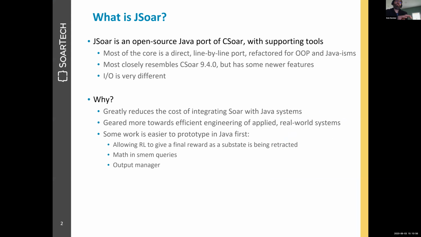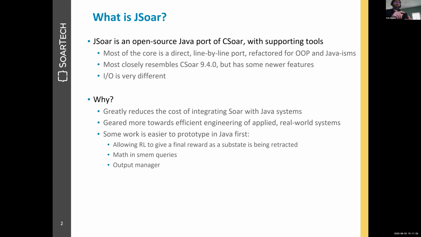Most of the core of JSoar is a line-by-line port, by which I mean there are comments in the code that say this came from this function in CSoar, which at least at the time it was ported was on this line of this file. And then you can see it's almost exactly the same with all the arrows changed to dots and stuff like that. It has been refactored to be object-oriented, and so everything's made into neat classes, but it is the same code.